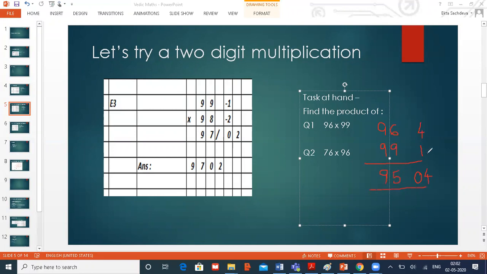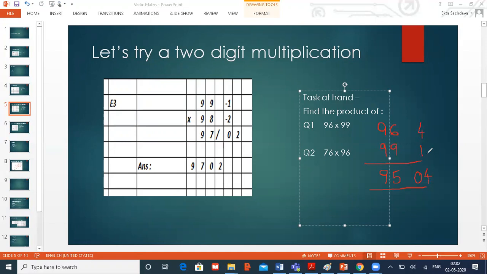Check with your calculator. Are we right? Let me also check with my calculator. Are we right? Go ahead, try the next one. If you got this one right, try the next one. Perfect, I got it right. How many of you did the second one also? So I'll give you the answer for the second one.